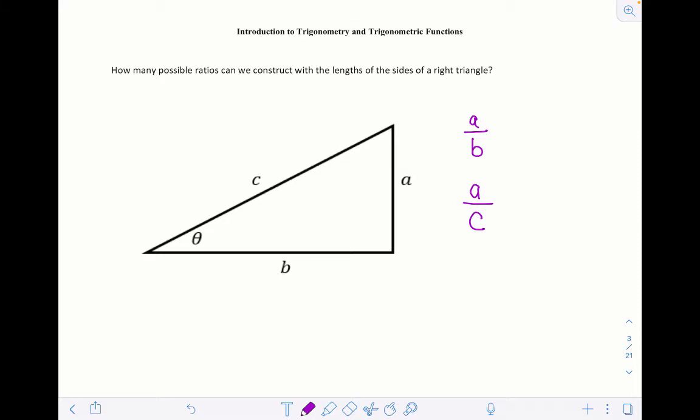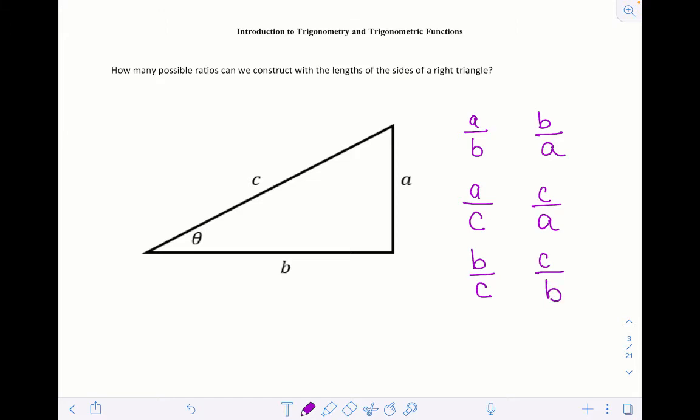Do you see any other ratios? We could also do, let's say, B over C. And let's not forget with these ratios, like the ones that we've already found, we can also write the reciprocal, which would be another ratio that we could create from this triangle. So maybe B over A is also a ratio from this triangle, C over A, and C over B.